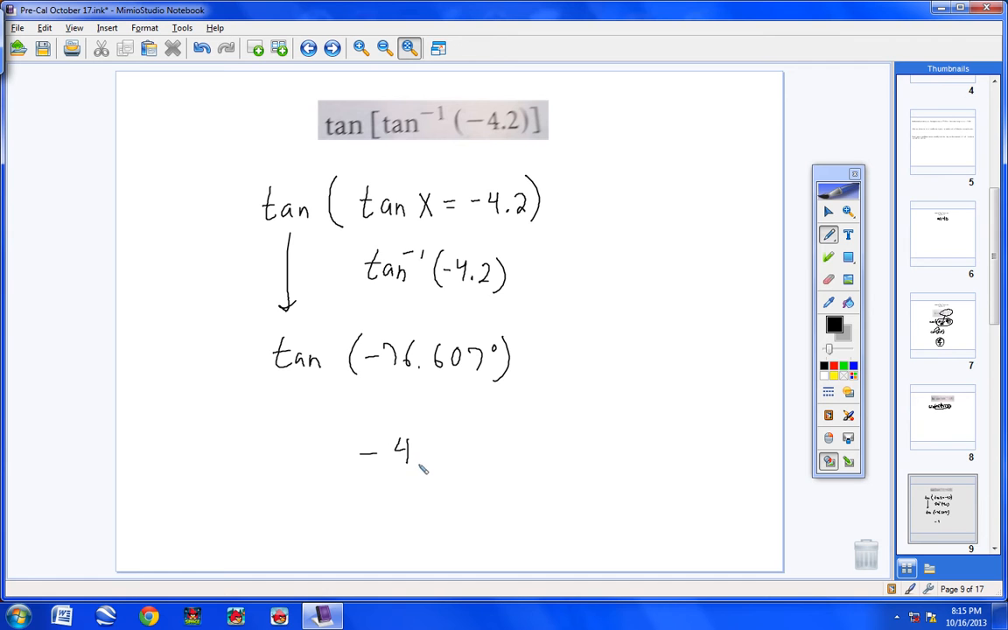Okay? So I hope you're seeing a little bit of a pattern here. I mean, it's not always going to work like that, so be careful just making that assumption. But think about what you're doing. You're saying to yourself, what angle, when I take the tangent of it, gives me negative 4.2? And then when you get that angle, you take the tangent of that angle, so you're naturally going to get negative 4.2. It really does make sense. But if you're not seeing that, that's okay. Just follow these steps, just like 2 problems ago.